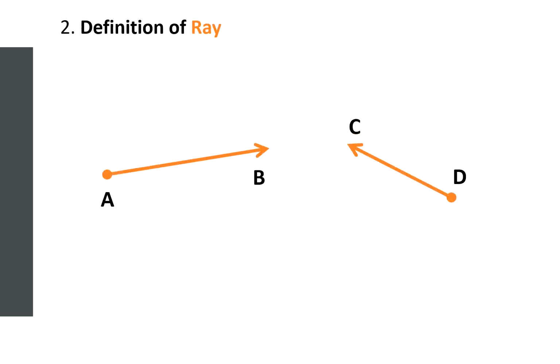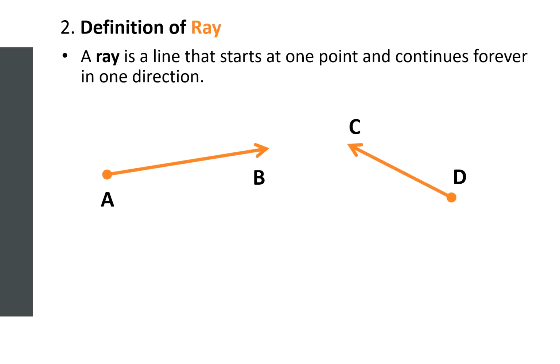Number 2, definition of ray. So, a ray is a line that starts at one point and continues forever in one direction. So, mapapansin mo, meron siyang starting point at arrowhead naman, yung sa kabilang dulo. So, we can read this as ray AB. Ito naman is ray BC.